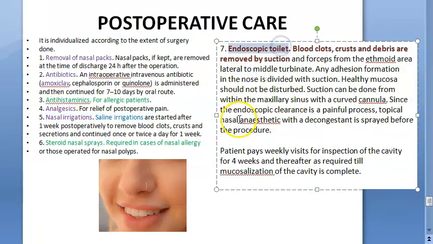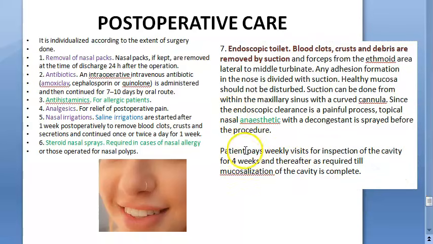Then endoscopic toilet. Remember, after this endoscopic sinus surgery, they will do endoscopic toilet to remove blood clots, crusts, debris, etc. by suction. And if there's any adhesion, they will divide it with suction. Healthy mucosa you should not disturb. And remember, you can do suction from the maxillary sinus with a curved cannula. This is a very painful process, so they'll have to give topical nasal anesthetic with a decongestant before this procedure. This endoscopic toilet also they have to do under anesthesia only. Okay. Then you will pay visits for around 4 weeks till mucosalization of the cavity is complete.